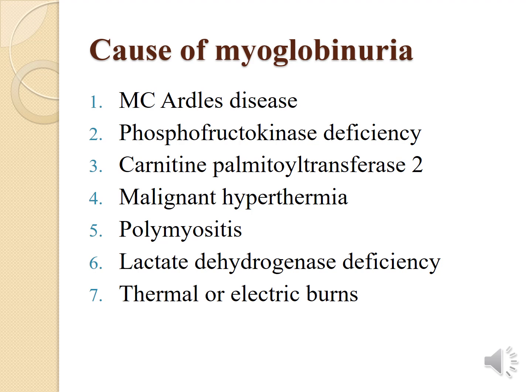Next, carnitine palmitoyl transferase 2. The fourth one will be malignant hyperthermia. The fifth one, polymyositis. The sixth one, lactate dehydrogenase deficiency. And the seventh one will be thermal or electric burns.